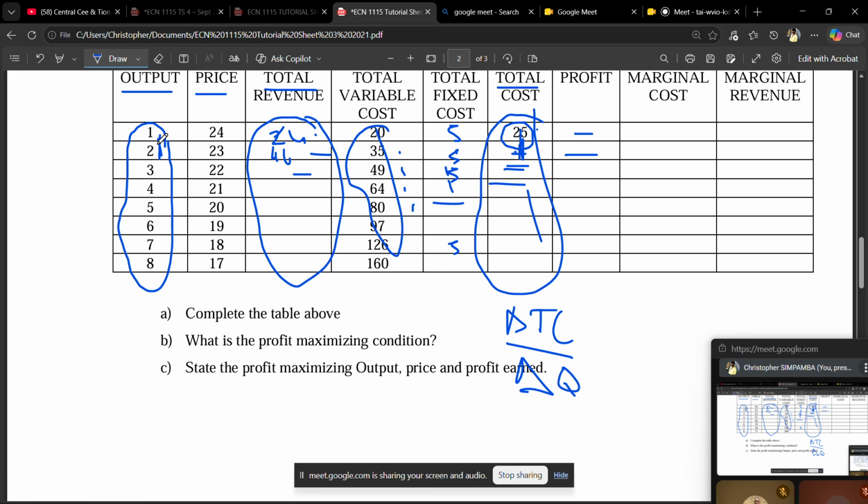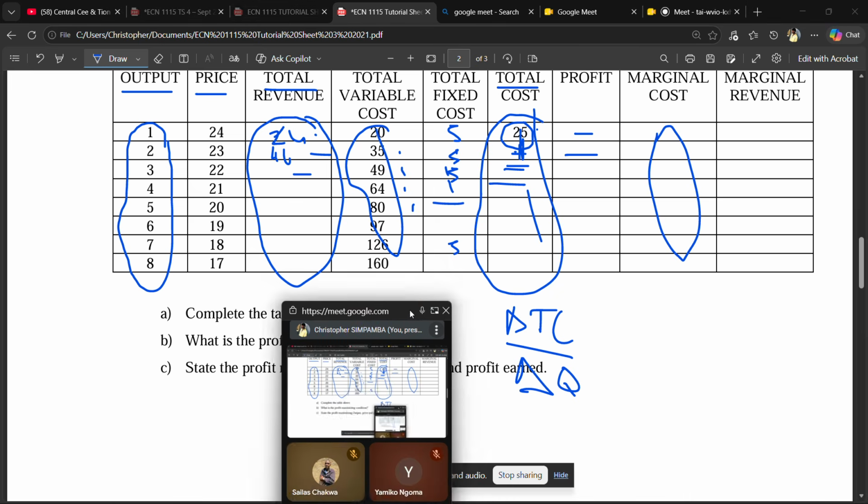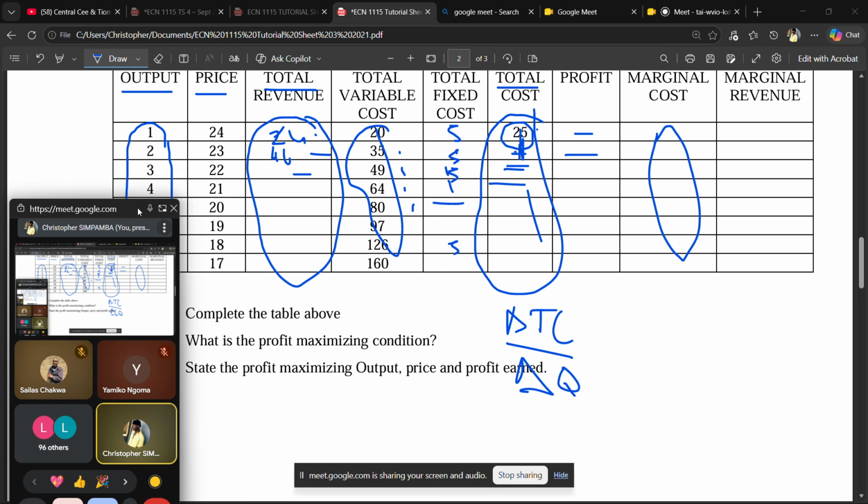But most of the times, just to give you a hint on not wasting much of your time, it is mostly 1. So you can also just find the difference between this and that, and we get marginal cost here. We're okay with that, right?